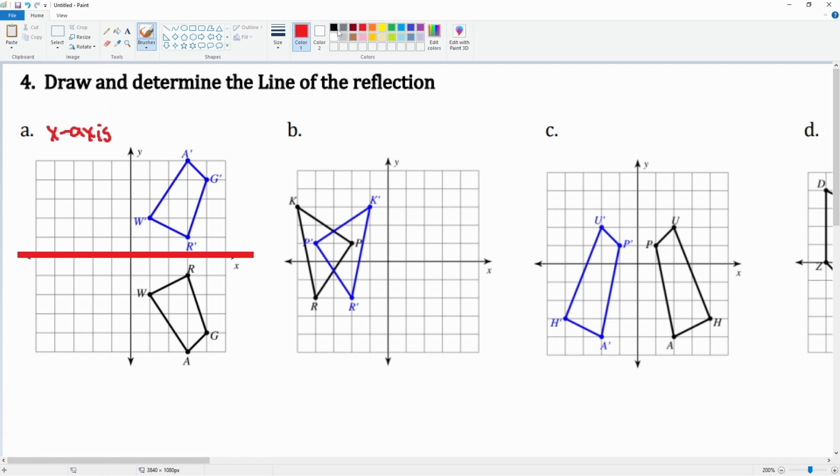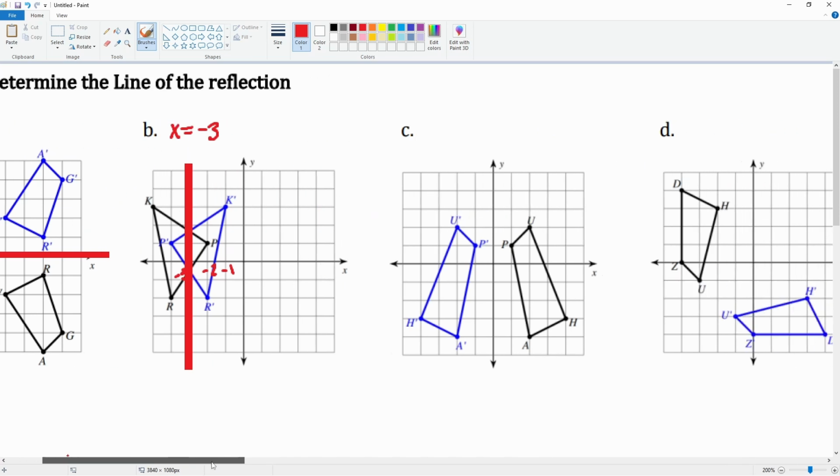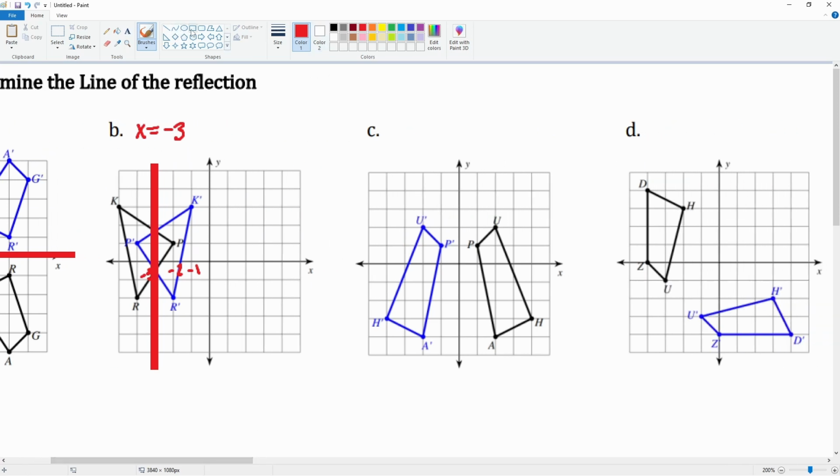B, that looks like it is a vertical line, and it looks like it cuts through the middle right here. That value looks like this is 0, this is -1, -2, -3. So when x is equal to -3 would be that line of reflection right there. C, it comes straight down the middle at the y-axis, so we can say the y-axis is the line of reflection.